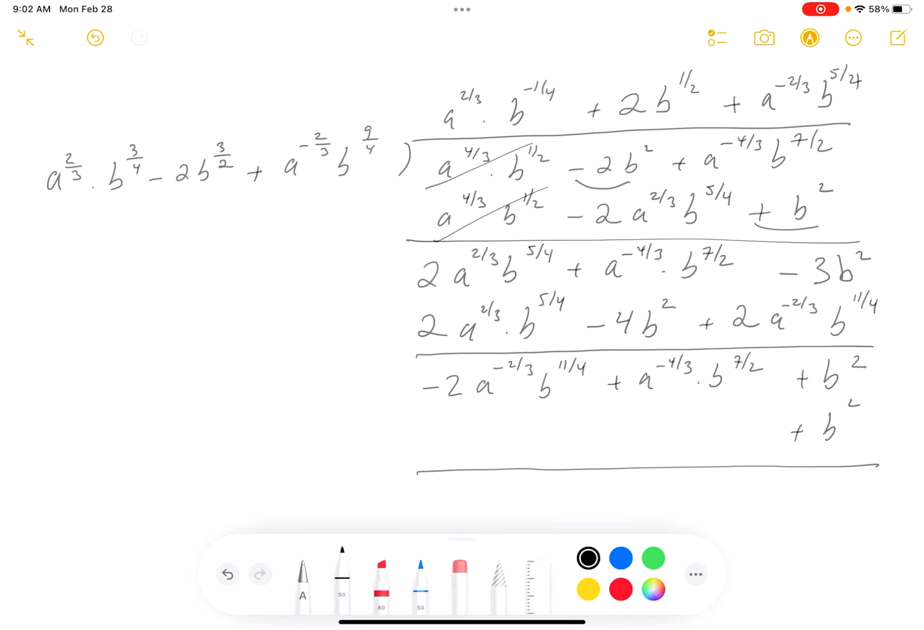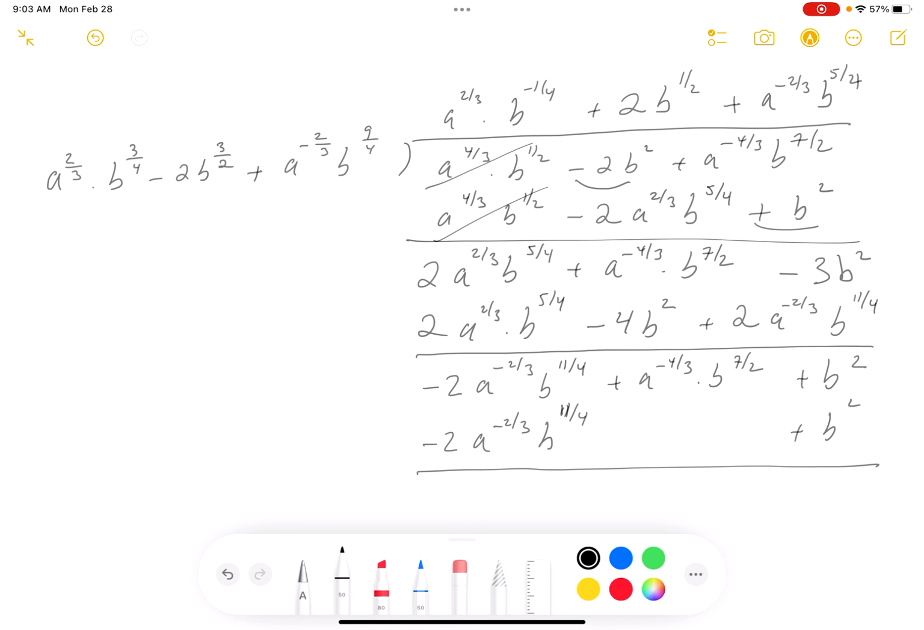All right, I'm hopeful. I really am. What do you get for the next one? You're going to get minus 2, a to the minus 2/3, and 3/2 and 5 quarters. Well, that's 6 quarters and 5 quarters is 11 quarters. Well, that's not so bad.